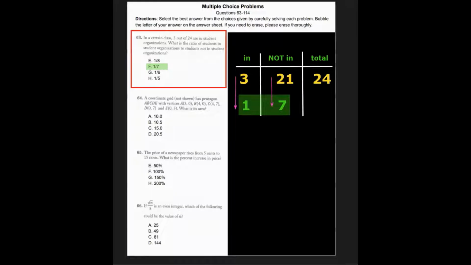Question 63. In a certain class, 3 out of 24 are in student organizations. What is the ratio of students in student organizations to students not in student organizations? Well, here we can make a chart. There are 3 in organizations and 21 that are not in organizations for a total of 24 students. Since we're comparing the first 2 columns, in a student club or not, that's 3 to 21, which reduces to 1 to 7. The correct answer was F, 1/7, written in fraction form.